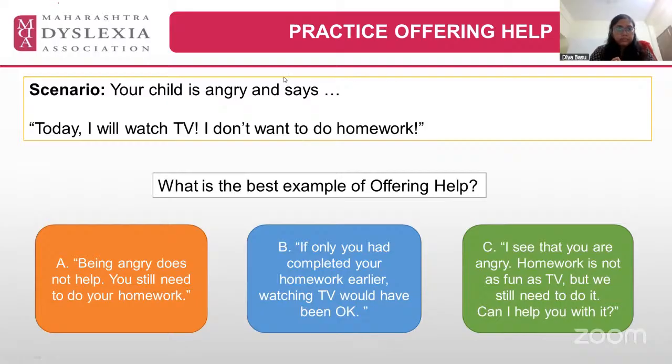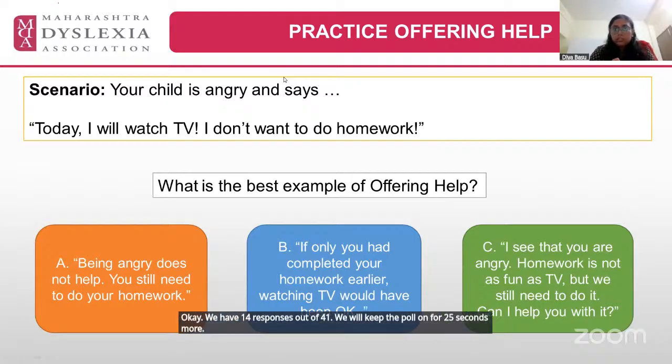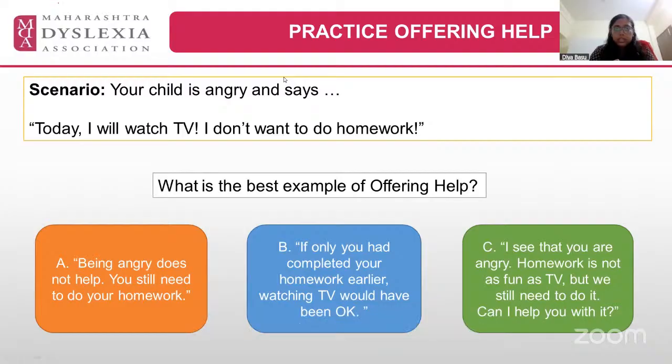Okay. We have 14 responses out of 41. We will keep the poll on for 25 seconds more. Okay. Please take the poll, as many of you. Okay, 5 more seconds, Aishwarya, then we'll end the poll.